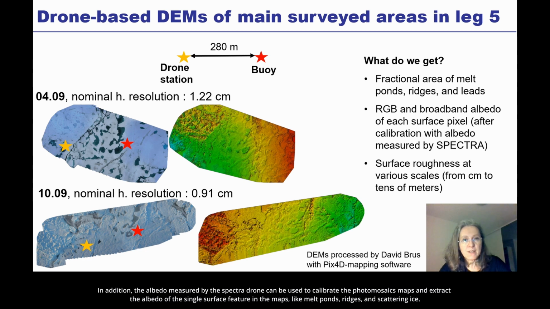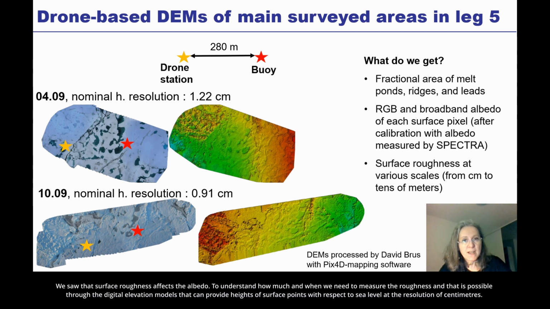In addition, the albedo measured by the Spectra drone can be used to calibrate the photo-mosaic maps and extract the albedo of the single surface features in the map, like melt ponds, ridges, and scattering ice. We saw that surface roughness affects the albedo. To understand how much and when, we need to measure the roughness, and that is possible through the digital elevation models that can provide heights of surface points with respect to the sea level at a resolution of centimeters.